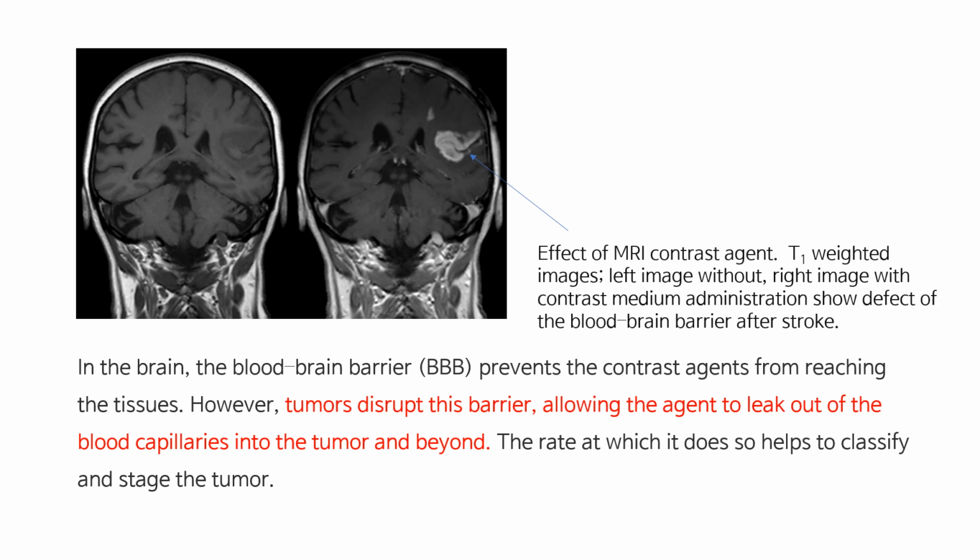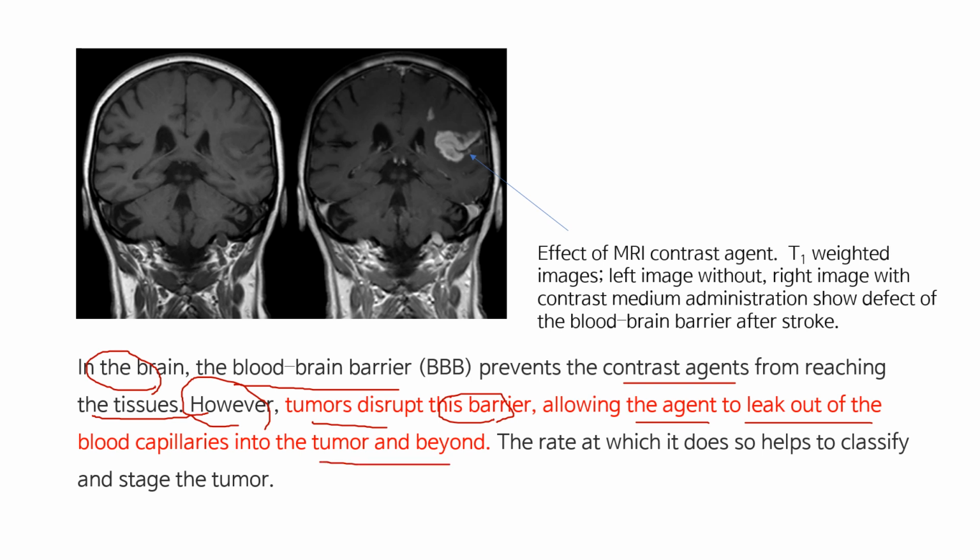In this MRI image, you can see the brain image. In the brain, the blood-brain barrier prevents the contrast agents from reaching the tissues. However, tumors disrupt this barrier, allowing the agents to leak out of the blood capillaries into the tumor and beyond. The rate at which it does so helps to clarify and stage the tumor.